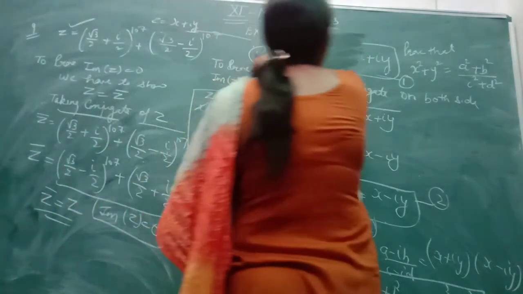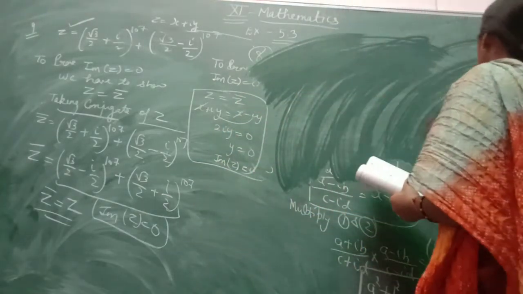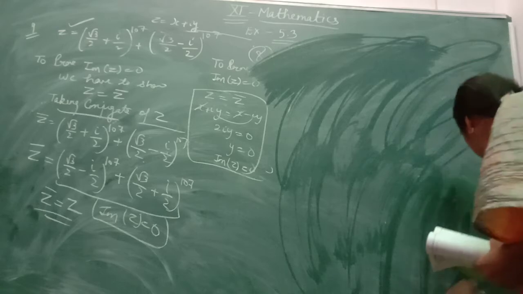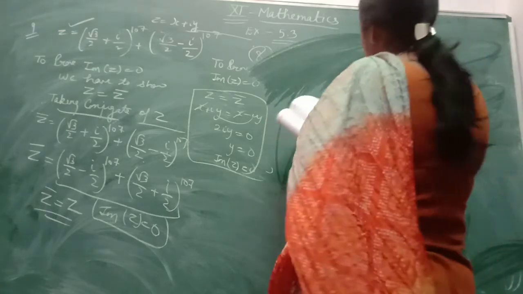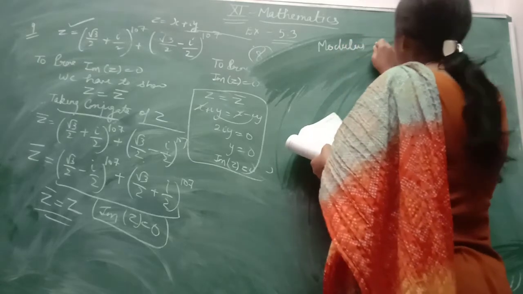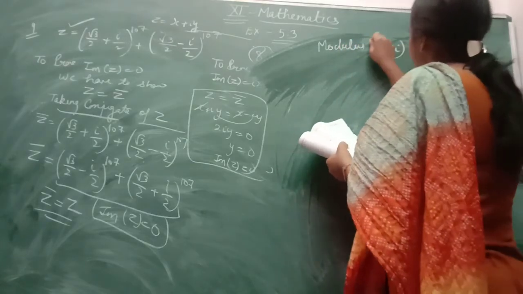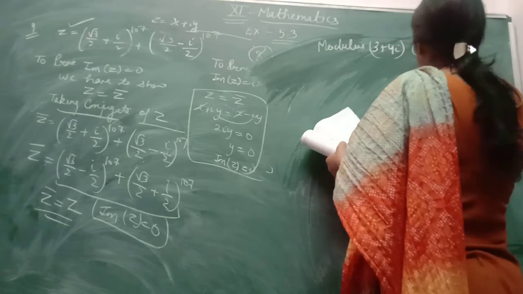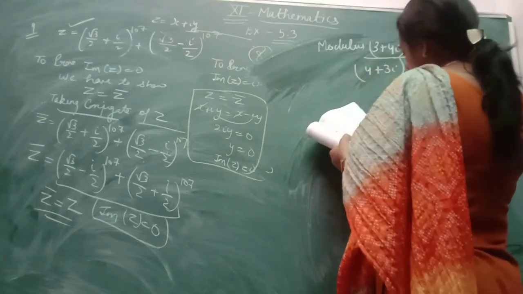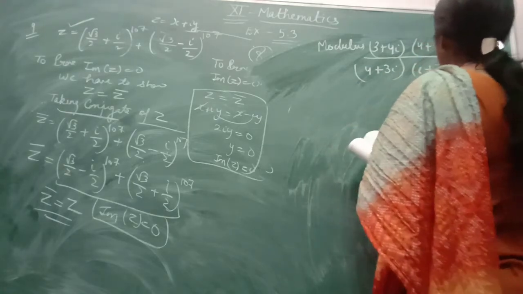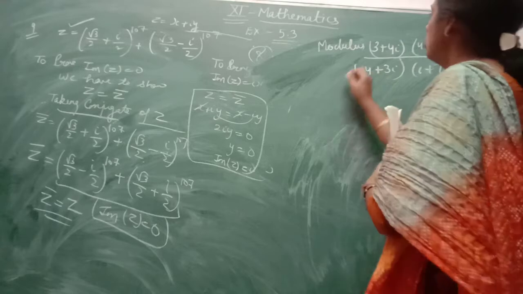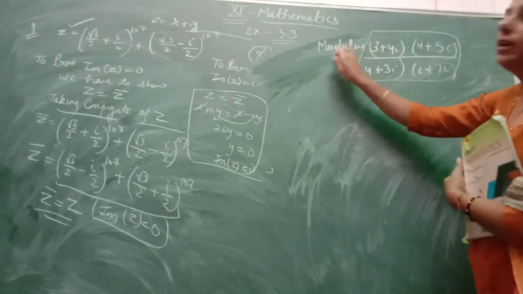How will you find the modulus of a complex number or its conjugate? Firstly, get the real and imaginary parts and apply the formula. So you have to find the modulus of (3 plus 4 iota)(4 plus 5 iota) divided by (4 plus 3 iota)(6 plus 7 iota). So you have to multiply it firstly, solve it properly, then we find the modulus.